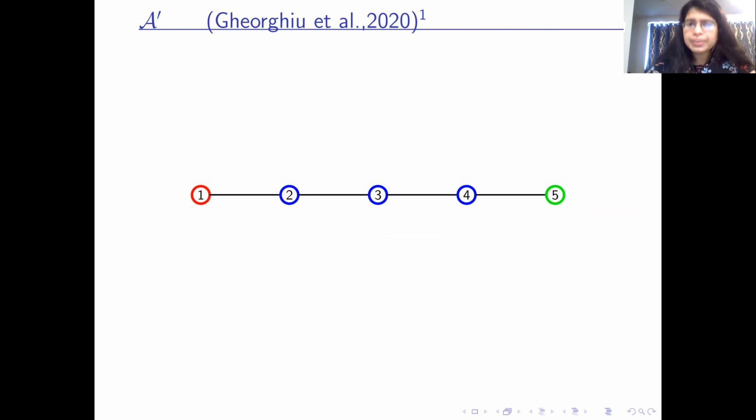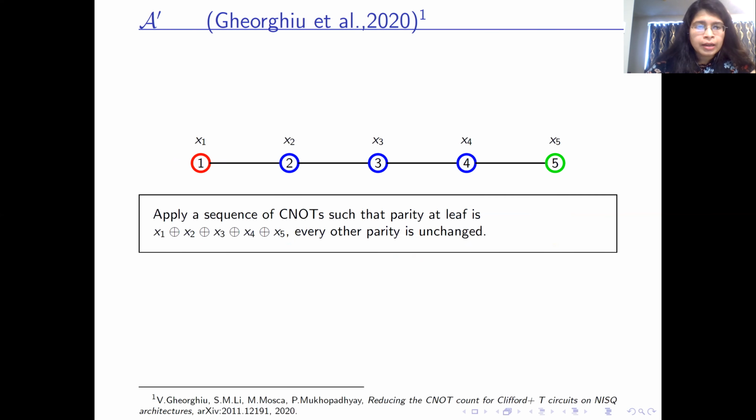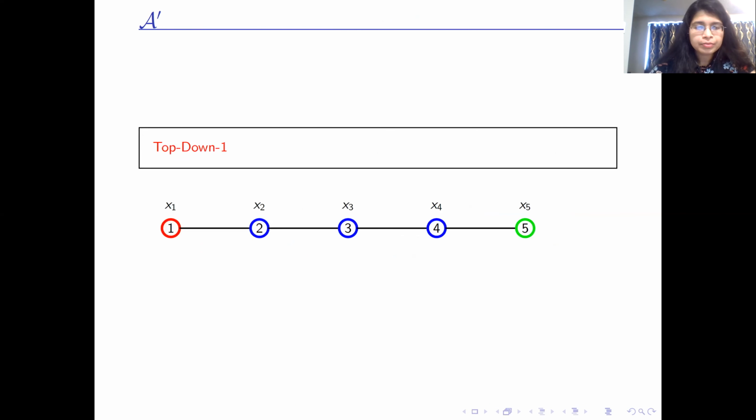In A dash, we simply skip some steps because we do not want to have some CNOTs which are not really necessary. So suppose it is the same tree, and this time we want the CNOTs such that the parity at the leaf is the XOR of the parities of every node between the root and the leaf, and the parity at the Steiner nodes remains unchanged.